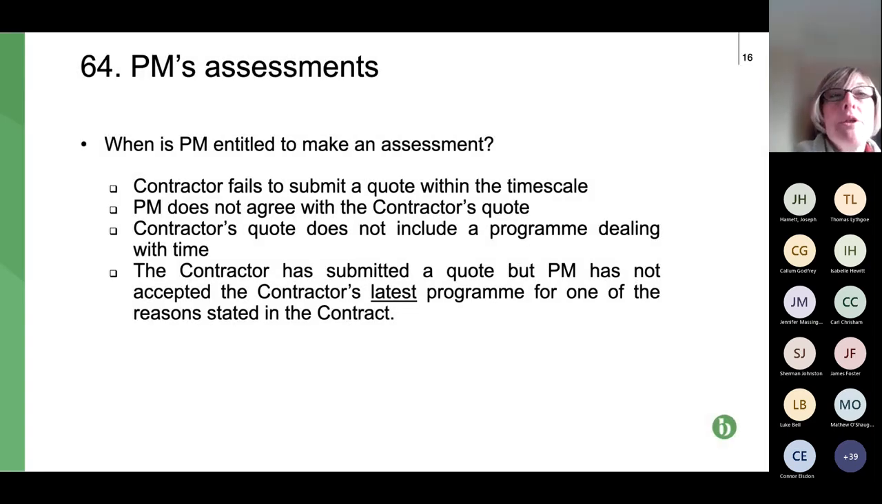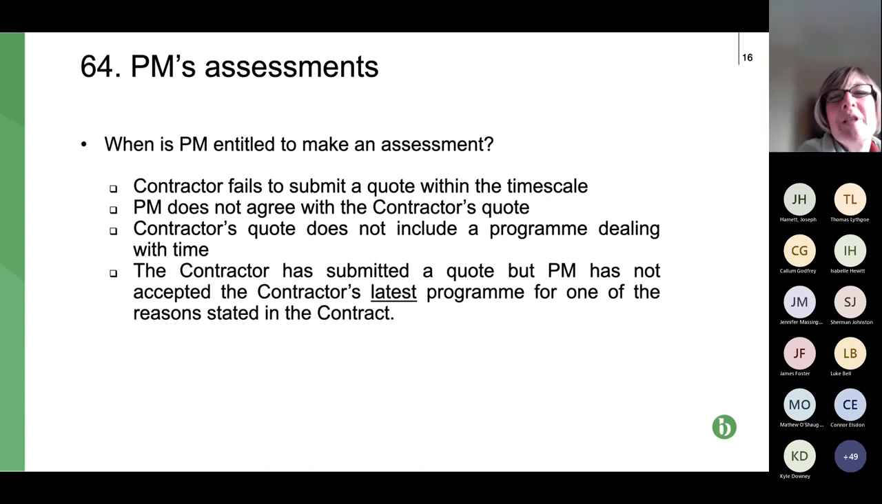So when can a project manager make an assessment? The project manager receives the quote, decides that it's not acceptable and decides to make its own assessment. Well, four scenarios. First of all, if the contractor fails to submit a quote within the timescales. Secondly, the project manager doesn't agree the contractor's quote that's been submitted. Third, the contractor's quote doesn't include a programme dealing with time, so it claims the time but doesn't include the programme. And finally, the contractor submits a quote, but the project manager hasn't accepted the contractor's latest programme for one of the reasons stated in the contract.